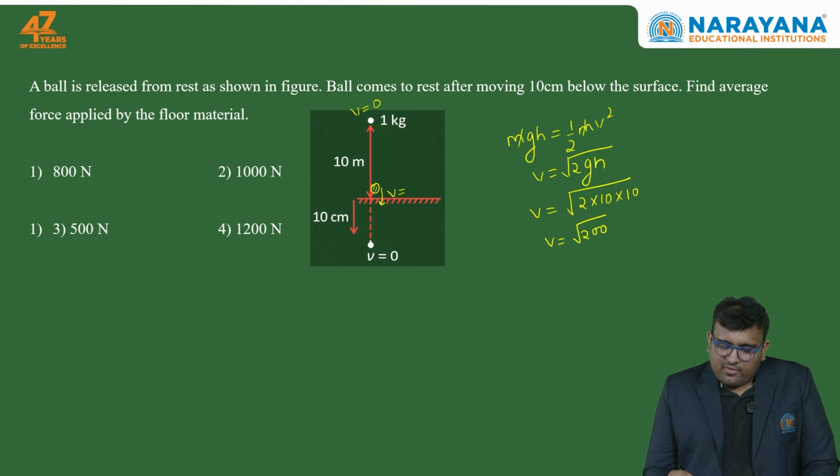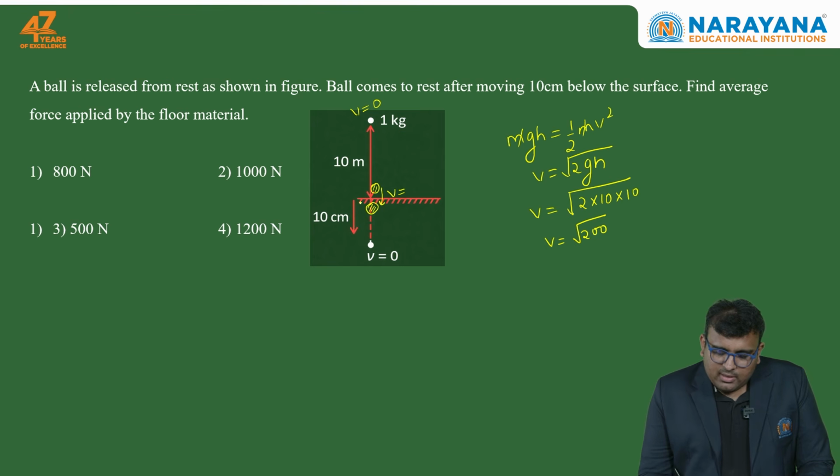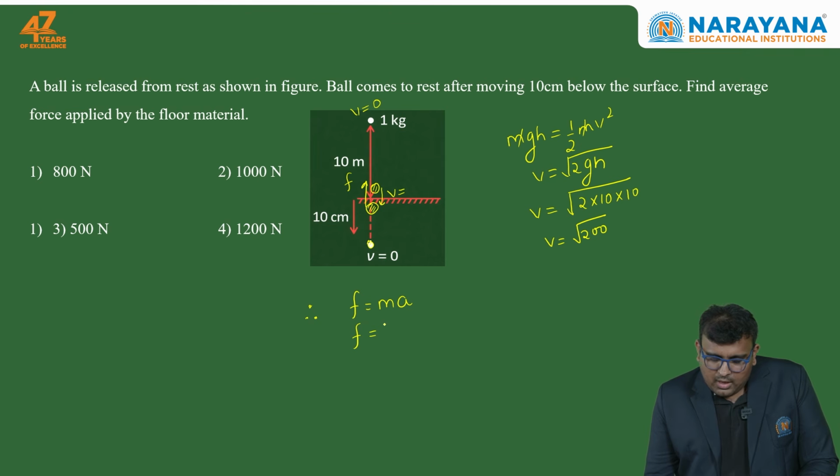Now what happened after that? As this particle comes here, it starts retarding because of the force of friction. The particle comes to rest here, so what is the acceleration here? Let's say the force is m into a, where a is the acceleration and mass is 1, so force is equal to 1 into a, that will be equal to the acceleration itself.